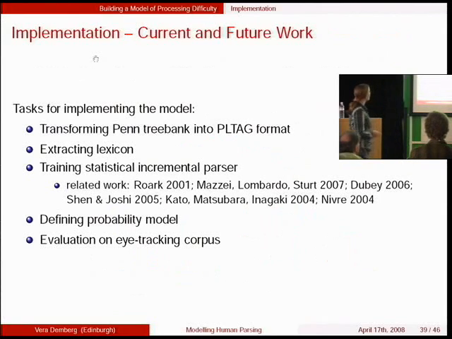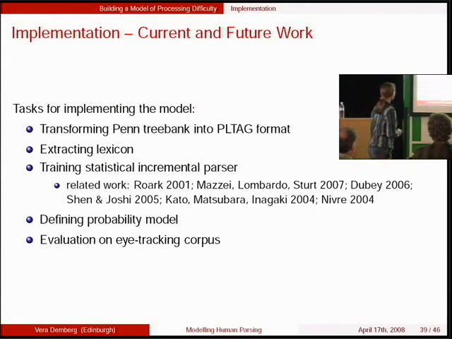Okay, so I'm getting to the end of my talk. The task for implementing this model is firstly to transform the Penn Treebank into this format, which I just showed, and then extract the lexicon. That's how far along I am so far in my PhD. The next step will be to train a statistical incremental parser for this theory.